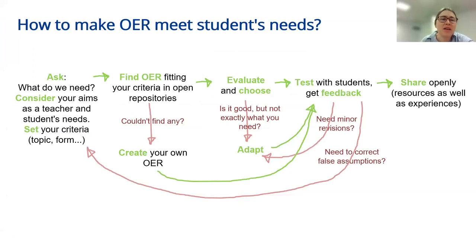So let's look at the process, how to make open educational resources meet students' needs. At the beginning, we have to ask about our needs, consider our aims as a teacher, and what our student needs. We have to set some criteria about topic, form, and other important factors, and then search with these criteria in mind. When we find an open educational resource fitting our criteria in open repositories with open licenses, we can evaluate and choose the best fitting one.